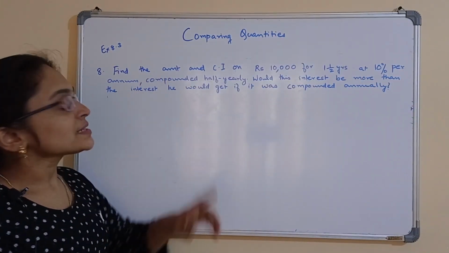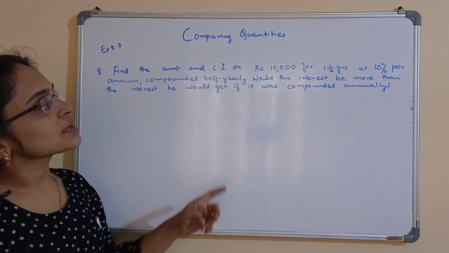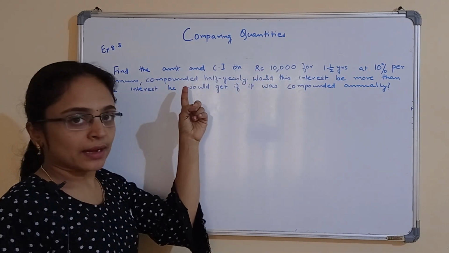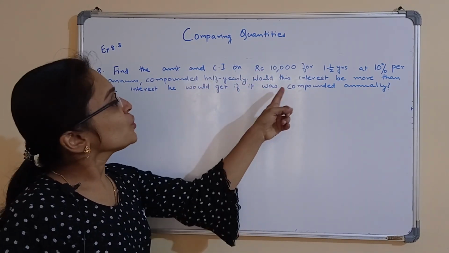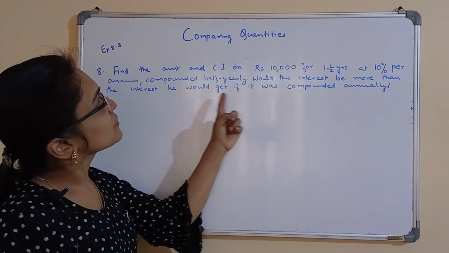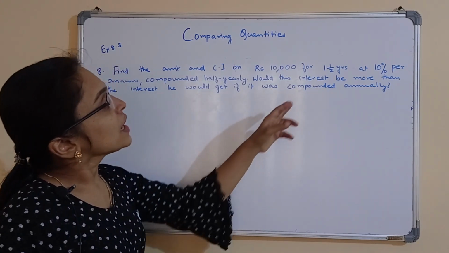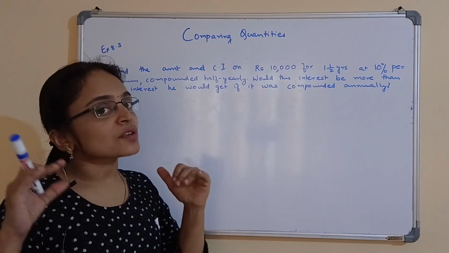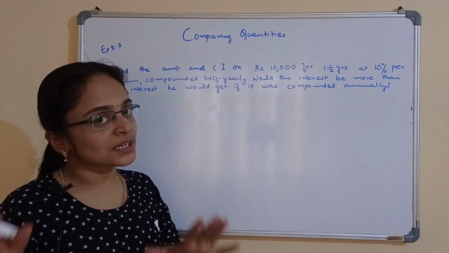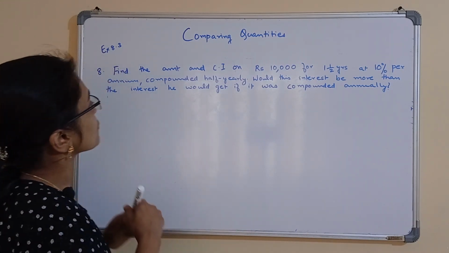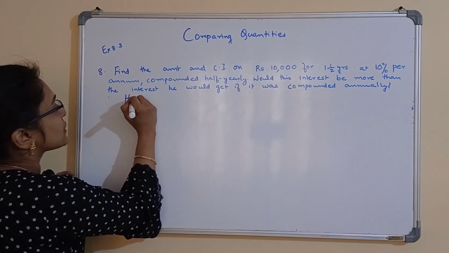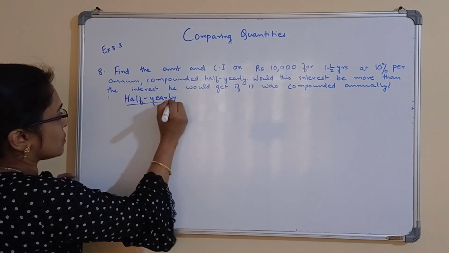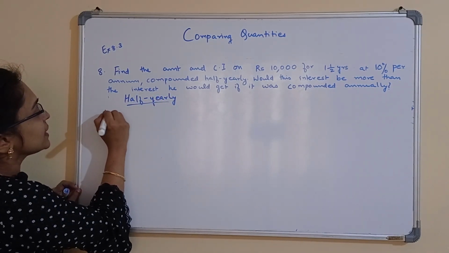Now, the eighth question is: find the amount and compound interest on 10,000 rupees for 1.5 years at 10% per annum compounded half yearly. Would this interest be more than the interest he would get if it was compounded annually? So we have to find the interest if it is compounded half yearly and if it is compounded annually. First we will find for half yearly, so first we have to find the amount.